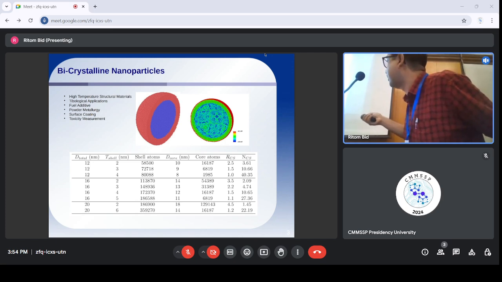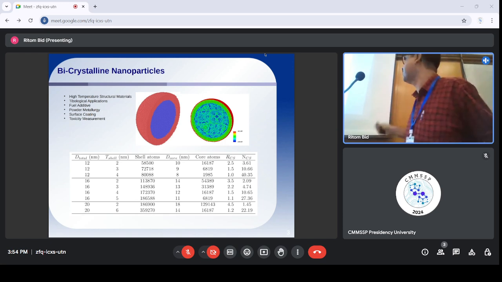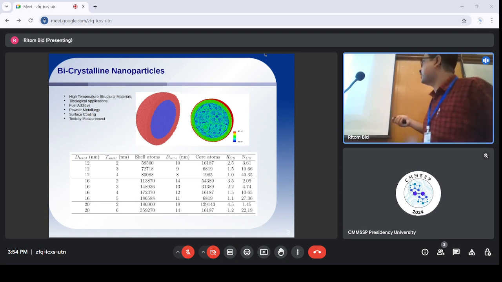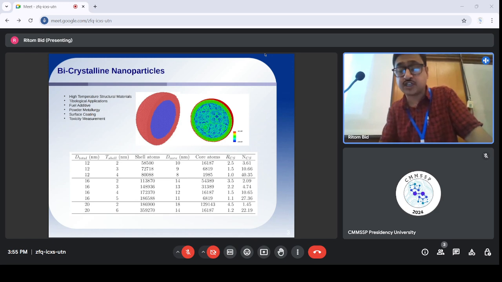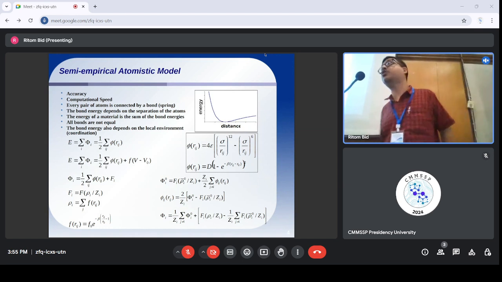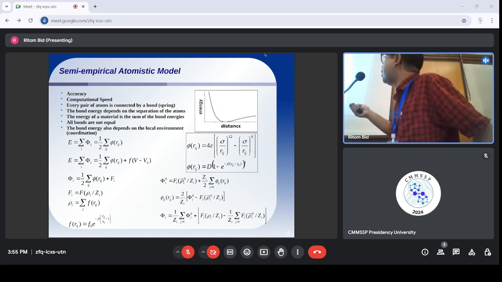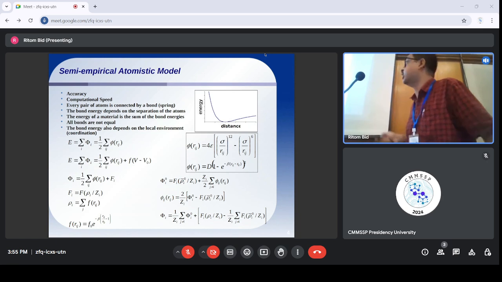Now, for the many nanoparticles that we develop, the shell thickness is given, the number of atoms in the shell, the core atoms, and the core thickness are given. You can see that there are so many atoms that we are modeling. And of course, density functional theory or those kinds of first-principles theories will not be able to handle the situation over here. So we have to go to the semi-empirical atomistic model.